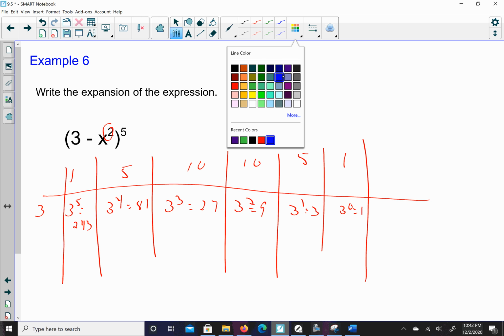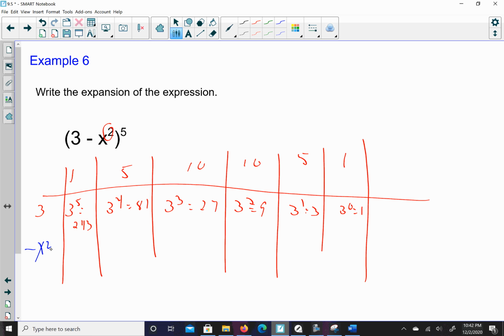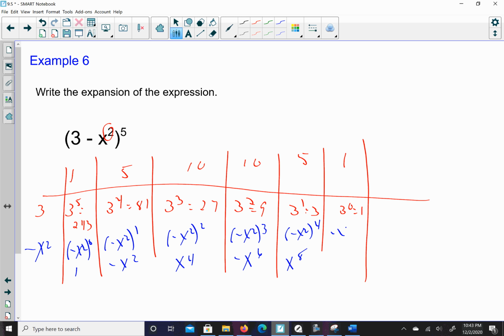Then I'm going to do the second term, which is this negative x squared. So negative x squared to the 0 is just 1. Negative x squared to the first is negative x squared. Negative x squared squared is x to the fourth. Negative x squared to the third is negative x to the sixth. Negative x squared to the fourth is positive x to the eighth, and negative x squared to the fifth is negative x to the 10th.